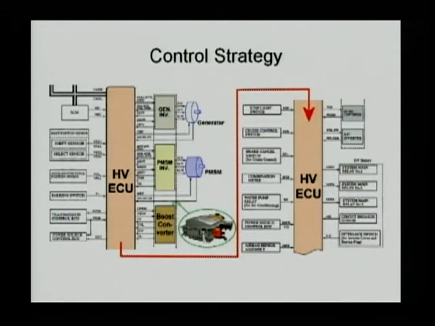So a lot of this information is processed by the ECU, which then controls all the components so that you can achieve better fuel economy. And the better fuel economy is achieved by optimizing the power of each component. And then within each component, the operating condition is also optimized.